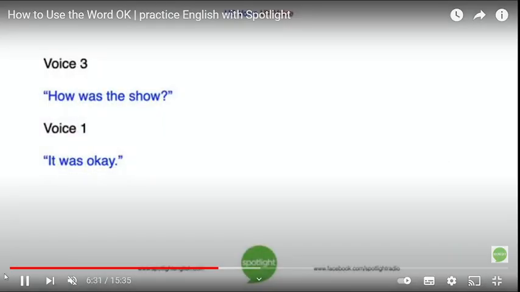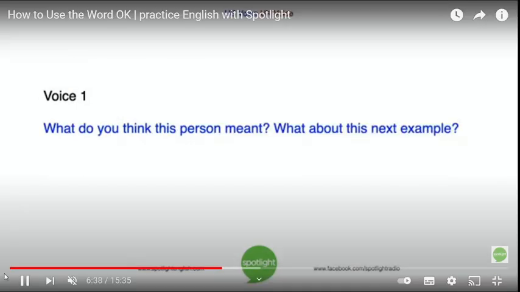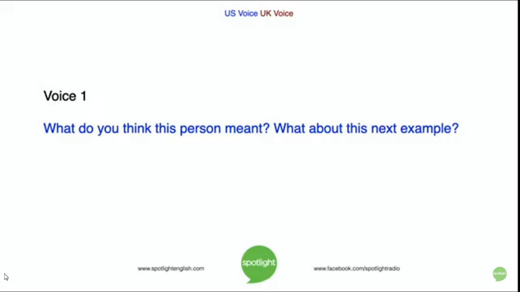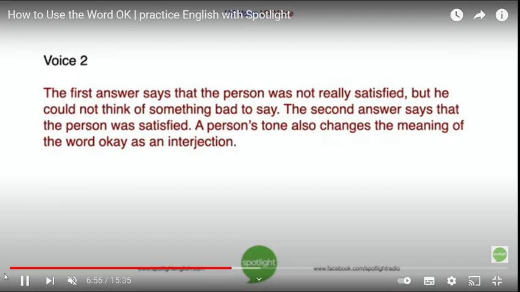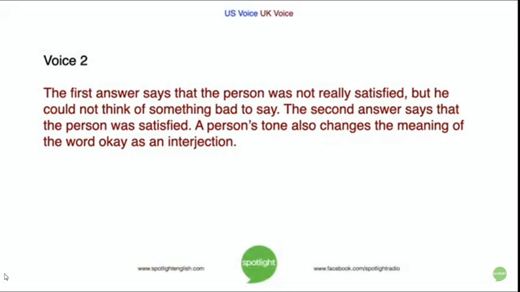How was the show? It was okay. What do you think this person meant? What about this next example? How was the show? It was okay. The first answer says that the person was not really satisfied, but he couldn't think of something bad to say. The second answer says that the person was satisfied. A person's tone also changes the meaning of the word okay as an interjection.